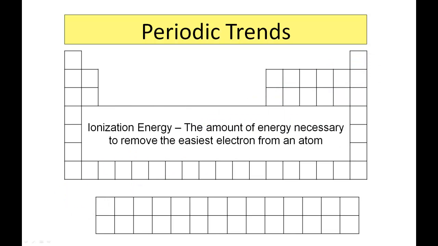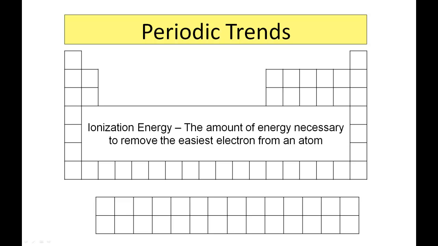The next periodic trend you should know is ionization energy. This is the amount of energy necessary to remove the easiest electron from an atom. This has to do with atomic size. The larger the atom, the farther away the outermost electron is from the nucleus, the easier it is to steal. So it would take less energy.